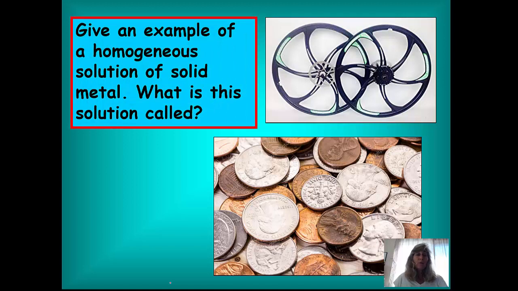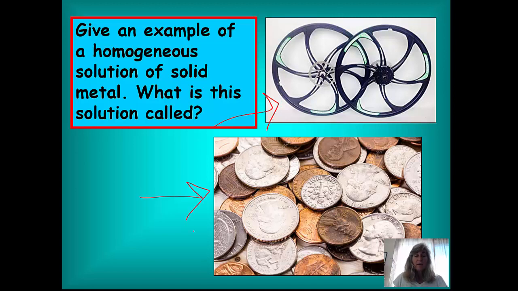Here's a couple more alloys. Do you recognize these? What are your mountain biking wheels made out of? Those are pretty cool, huh? Look at those, no spokes there. So what are they made out of? Probably aluminum. They used to be steel. Now they're aluminum alloys, maybe with some carbon fiber to make them stronger.